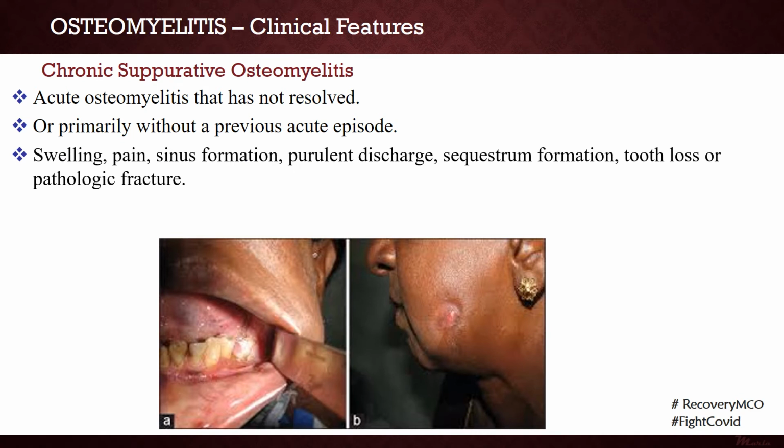Cases of osteomyelitis will generally present as a swelling of the jaw. There will be associated pain. Sinus formation will be there, through which there will be purulent discharge, and sequestrum formation. The inflammation and infection may result in bone loss, resulting in loss of tooth or pathologic fracture. Patients may experience acute exacerbations as well during the chronic phase of osteomyelitis.